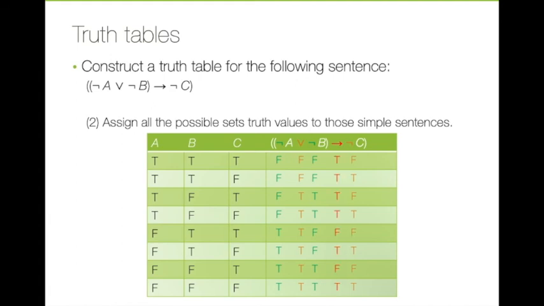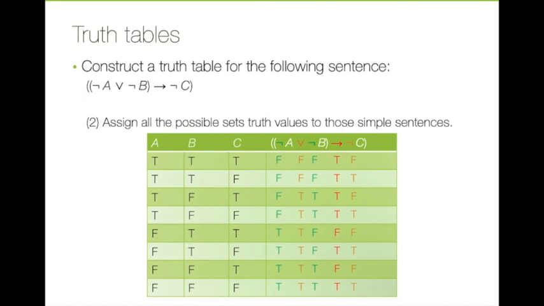Finally, we're ready to determine the truth value of the sentence as a whole. And we get that by looking for the truth value determined by the main connective, the conditional. And to get that truth value, we need to look at the antecedent and the consequent and use the characteristic truth table for the conditional. Remember that the conditional is only false when the antecedent is true and the consequent is false. So that's only in the 5th and 7th rows.